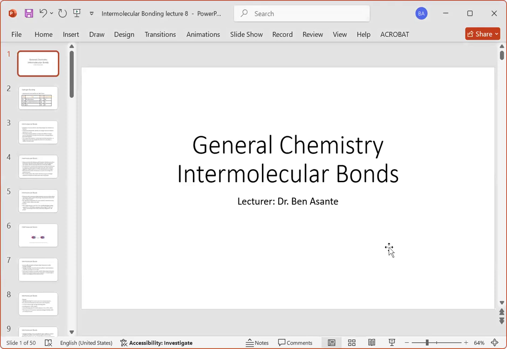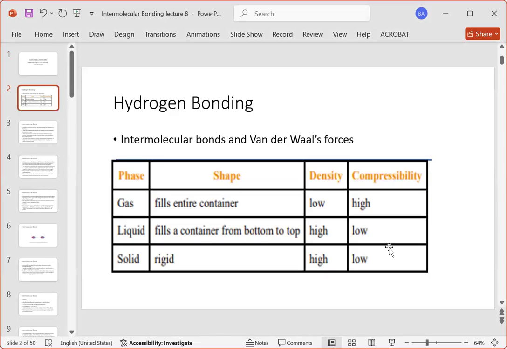Let's see the intermolecular bonds. Like we said before, we have this basic bonding. You have hydrogen bond. The hydrogen bond is one of the strongest bonds. As I have liquid, solid, and gas, we know their densities and their compressibility. The gas has its density and compressibility, liquid has its density and compressibility, and solid also has its density and compressibility. So that one is basic.